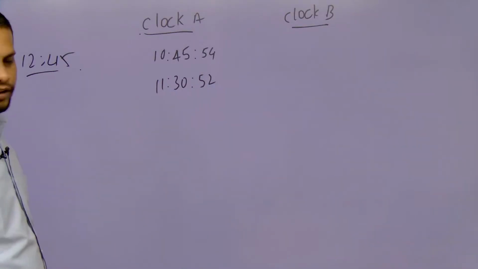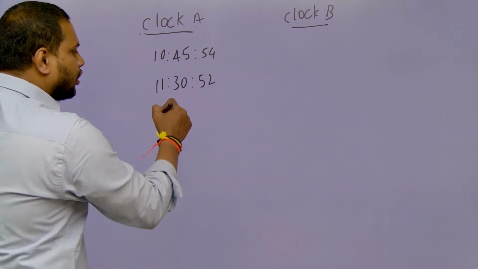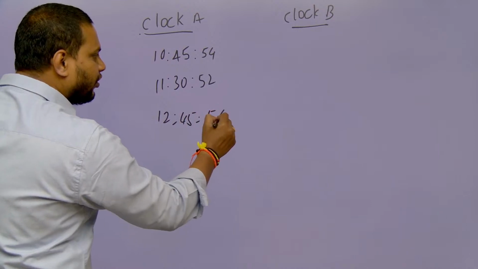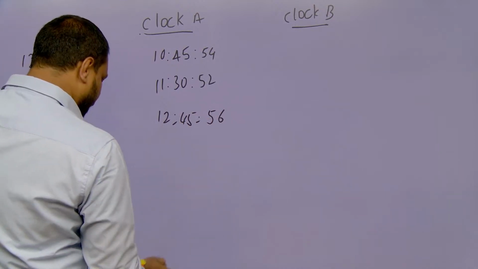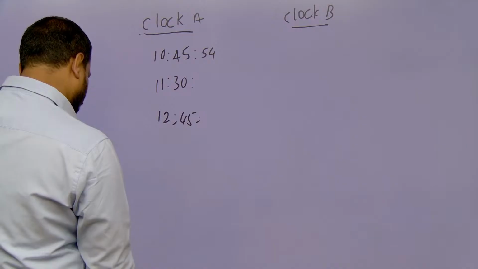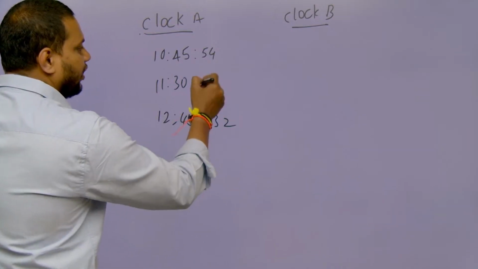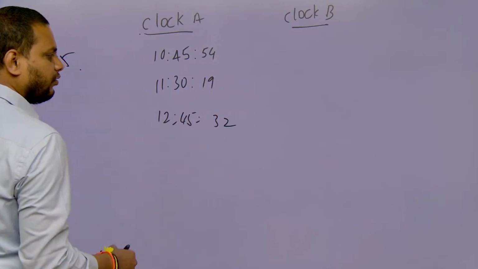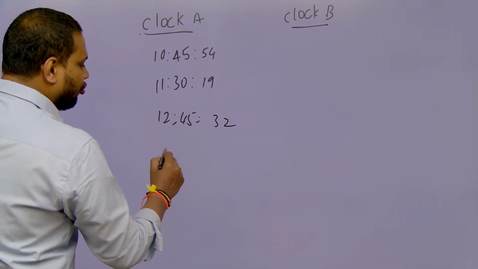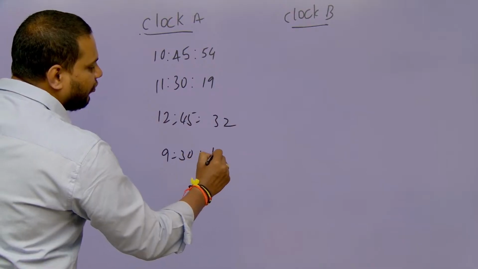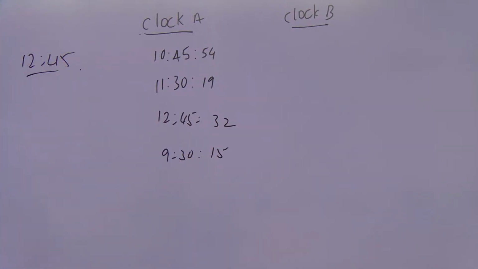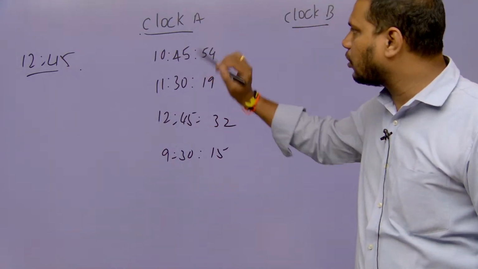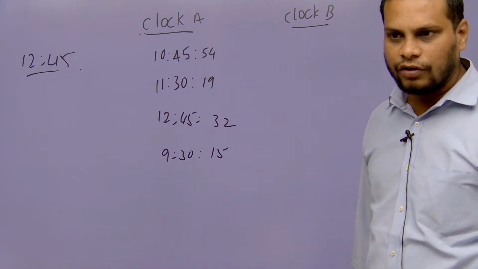Are you clear? Now 11:30, 52 seconds. Or third day it is showing 12:45, 56 seconds. Or else I will take like this 32 seconds, and here I will take 52 some value 19 seconds, and next day it is showing 9:30, 15 seconds. Are you clear? Okay, so these are the values of clock A. Now this is the values of clock A.